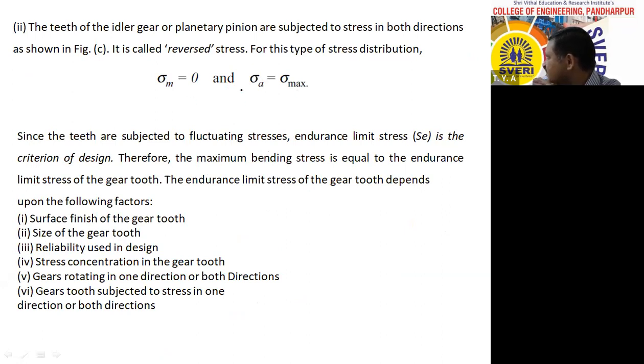Therefore, for the idle gear, sigma A is equal to sigma max.